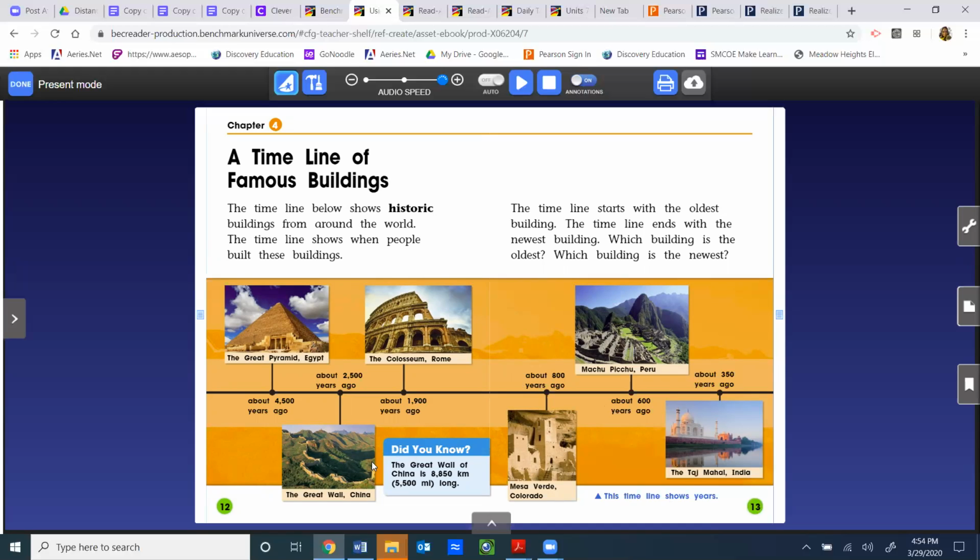Did you know the Great Wall of China is 8,850 kilometers long, also known as 5,500 miles long? Wow! The caption here says, this timeline shows years. Now you can go back and try to answer this question, which building is the oldest and which building is the newest, now that I've read the timeline to you.